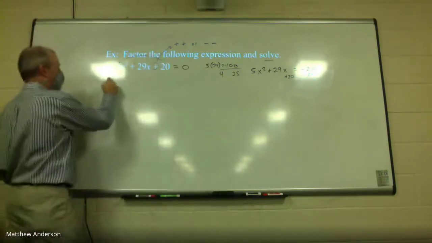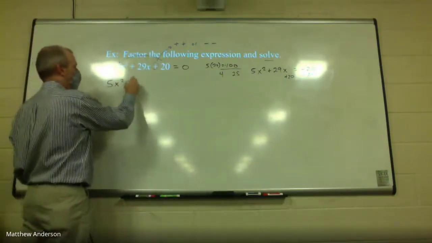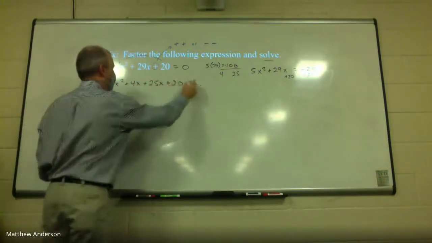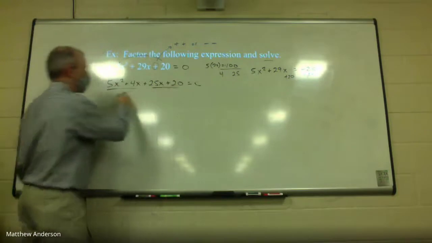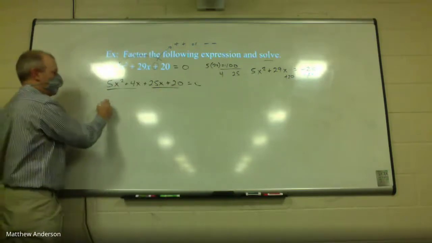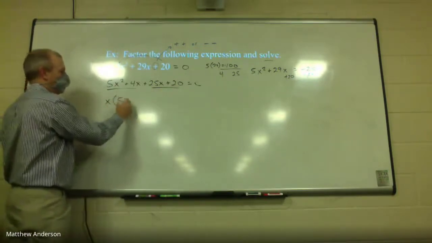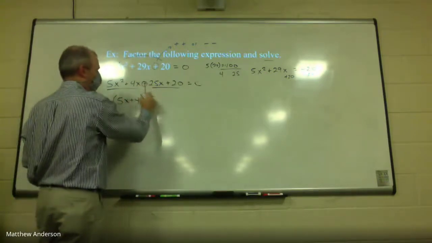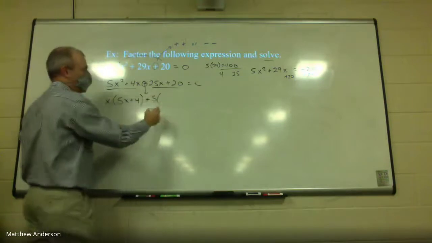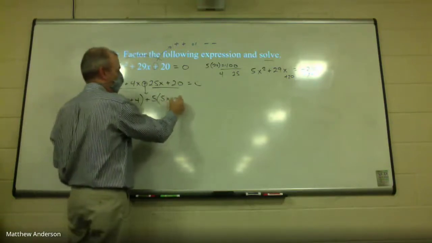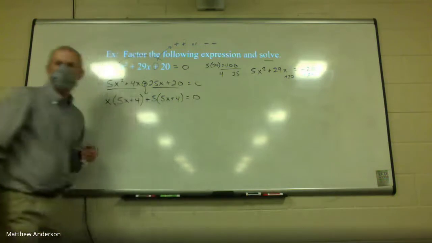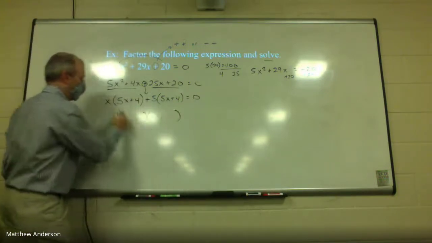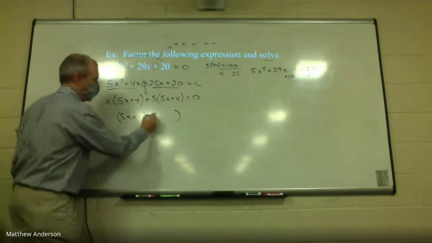We rewrite 5x squared plus 4x plus 25x plus 20. What can we take out of the first group? Just an x. What's left? 5x plus 4. And what can we take out of the second group? A 5. And what's left there? 5x plus 4. You guys are figuring out that pattern, aren't you? Should always be the same. So what are our two factors then? 5x plus 4 and x plus 5.